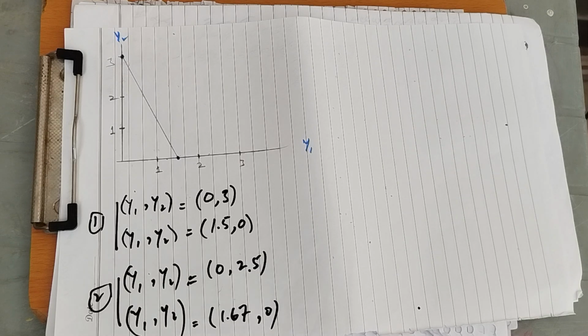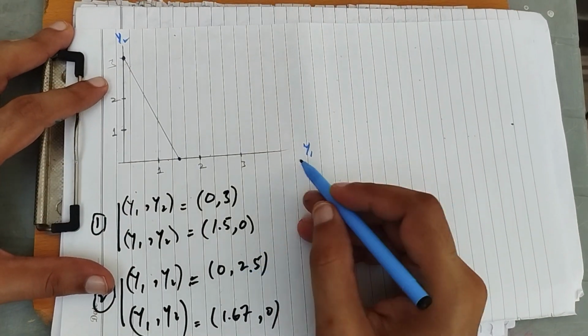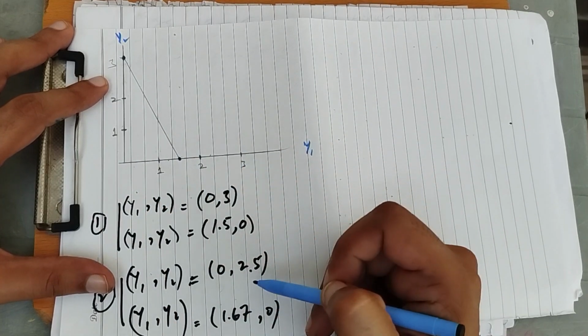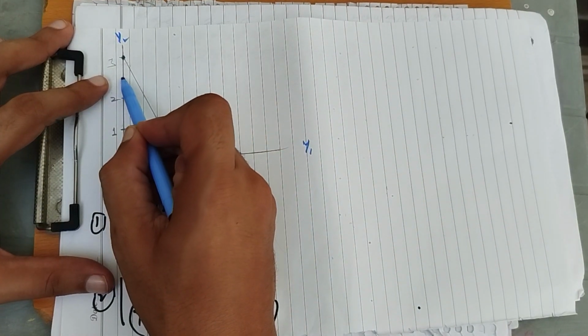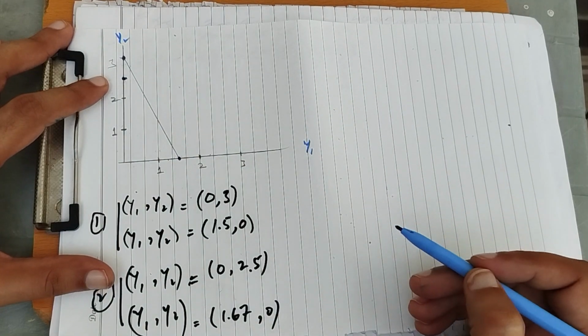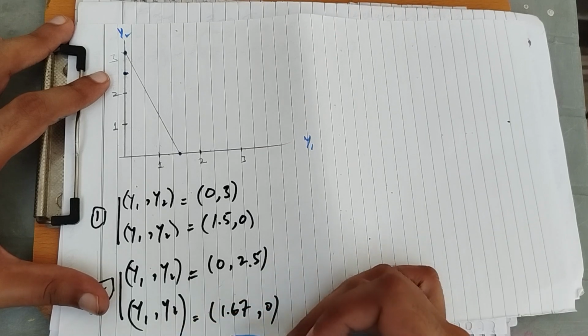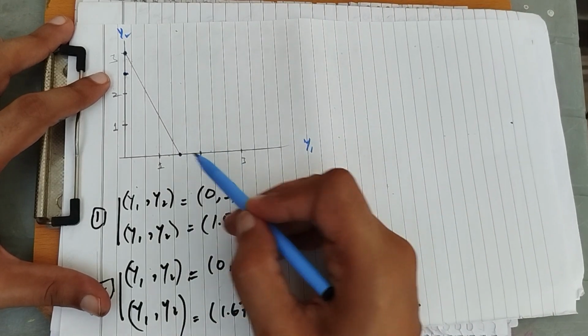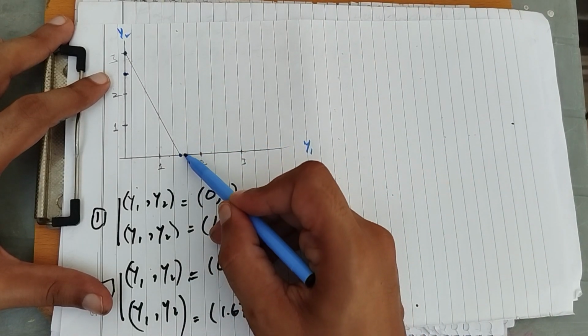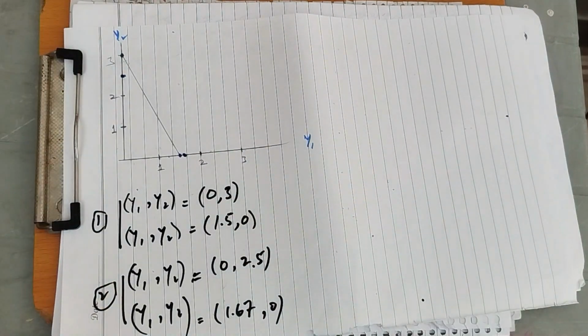Now the other points would be y1 is 0 and y2 is 2.5. So it must be around here. It is an approximation, obviously not a definite one. So the next point would be y1 is 1.67 and y2 is 0. So we will take it over here.